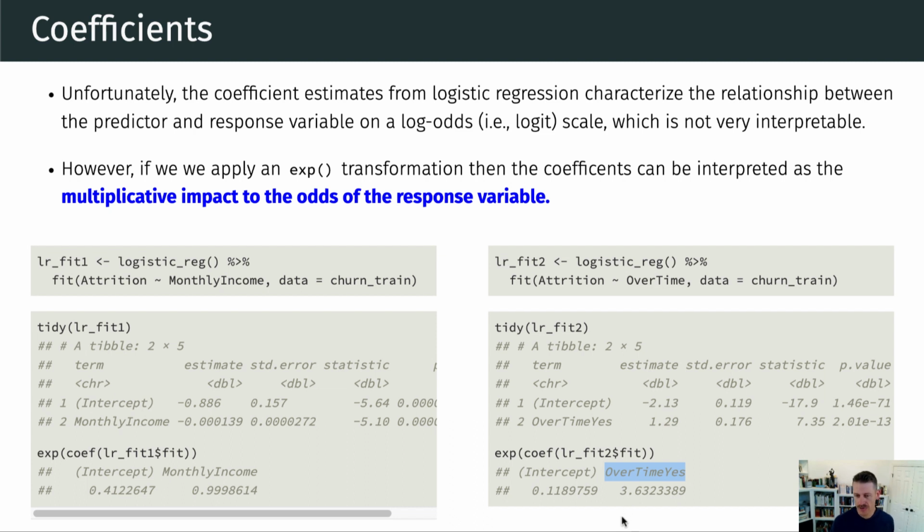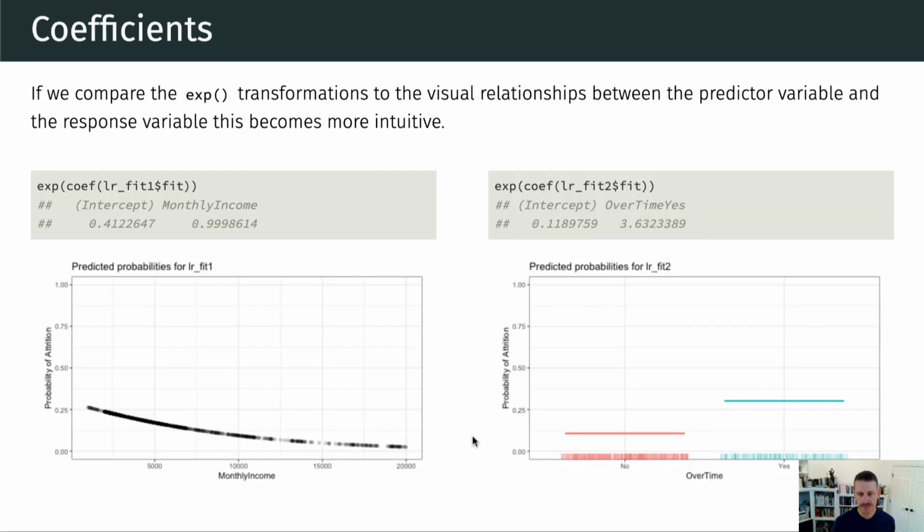of the employee leaving. So all this means is if you have a value that is less than 1 when we do this transformation, we are actually seeing a decrease in the odds of the response variable. If it's greater than 1, we're seeing an increase to the odds of the response variable. If we visualize this, it'll be a little bit easier to interpret.